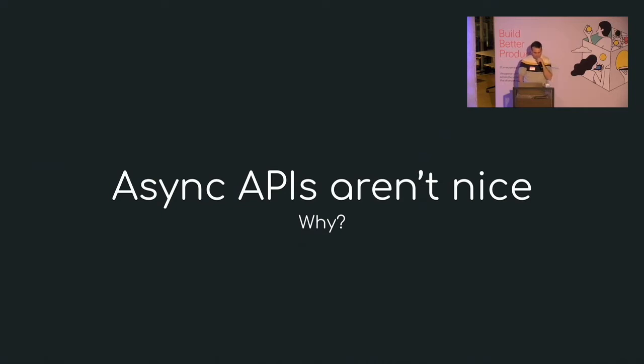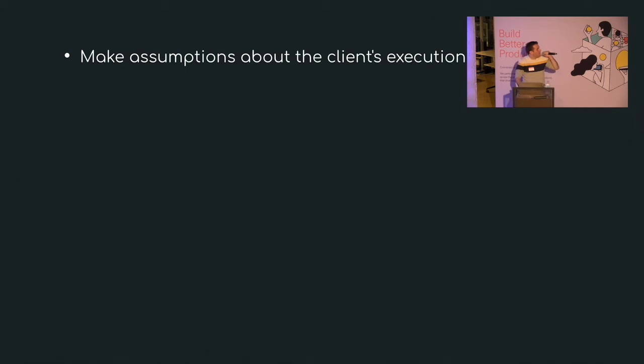So why do I think that async APIs sometimes are not nice? That might be a bit opinionated, but that's what I think. Async APIs make assumptions about the client's execution requirements. So the developer of that API is assuming that that API will be called on the main thread, for instance, and they are trying to protect the client.